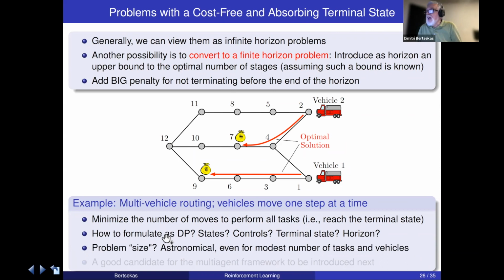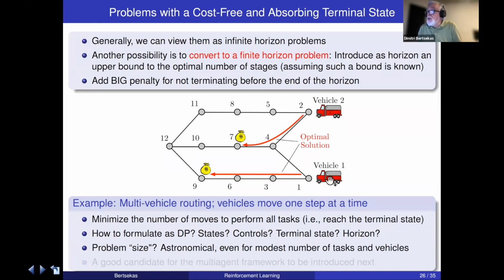Now, what's the problem size here? Well, look at the states. Instead of all pairs of positions, also the number of unfinished tasks, this can be astronomical, right? Even for this problem here that has only 12 nodes, these numbers are the node numbers, still, the number of states is quite substantial.